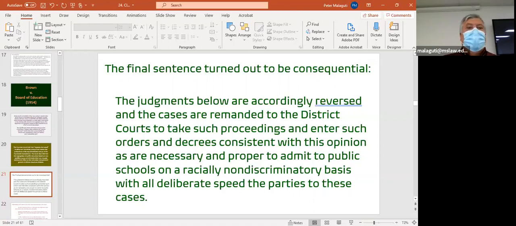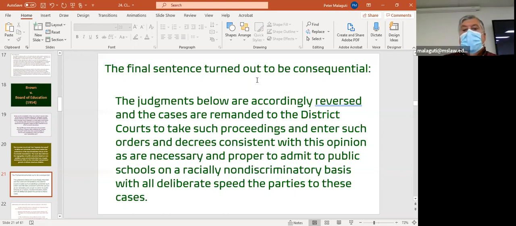What the court said was, and this is the last sentence of Brown 2, the judgments below are reversed and the cases are remanded to the district court to take such proceedings and enter such orders and decrees consistent with this opinion as are necessary and proper to admit to public schools on a racially non-discriminatory basis. Here are the big words: with all deliberate speed, the parties to these cases.